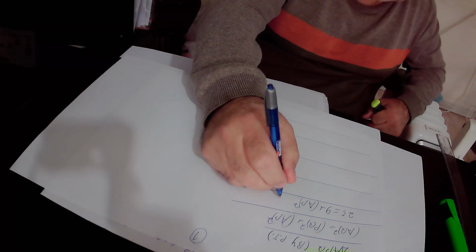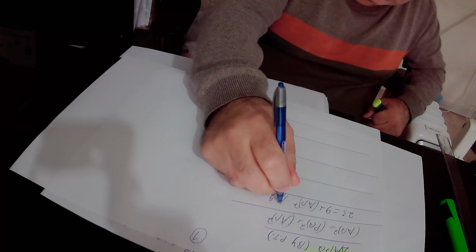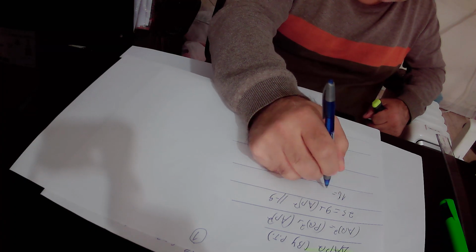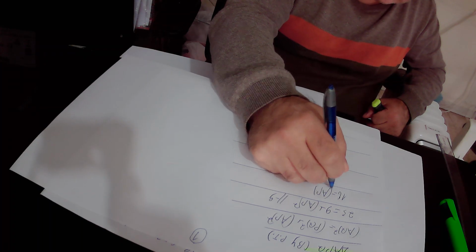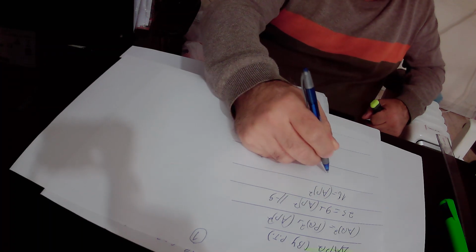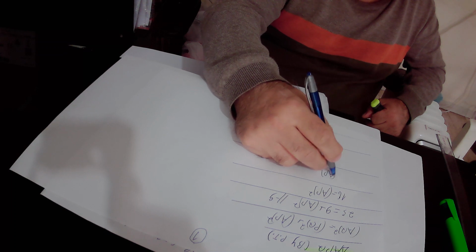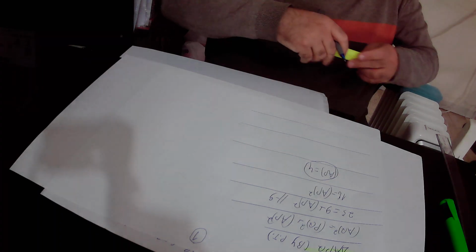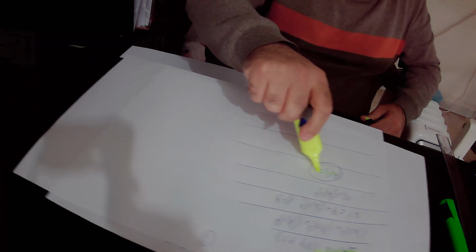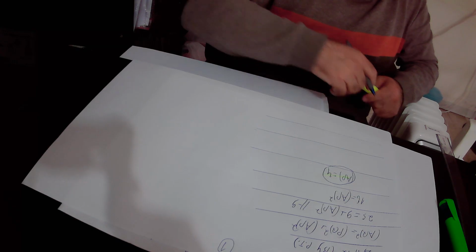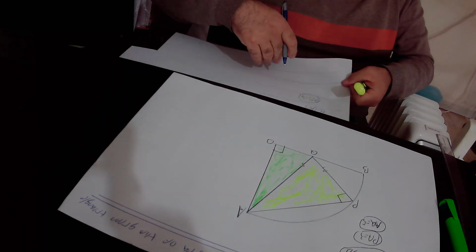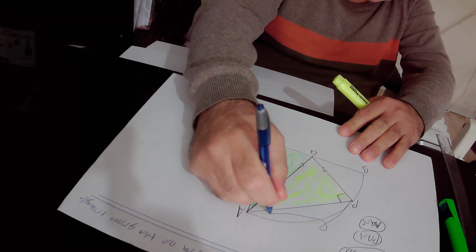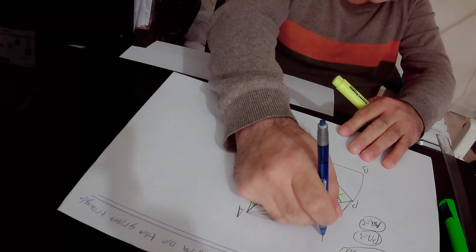We subtract 9 from this equation, and we get that 25 minus 9 is 16, equals AP square. We take the square root of this equation, and we get that AP equals the square root of 16, that is 4. In conclusion, side AP equals 4 units. So I write it down in the drawing: here AP equals 4 units in length.